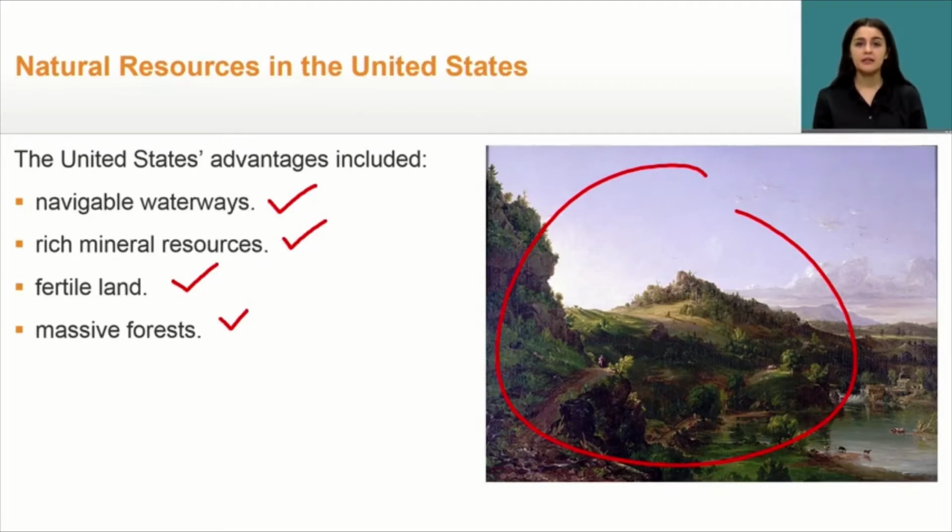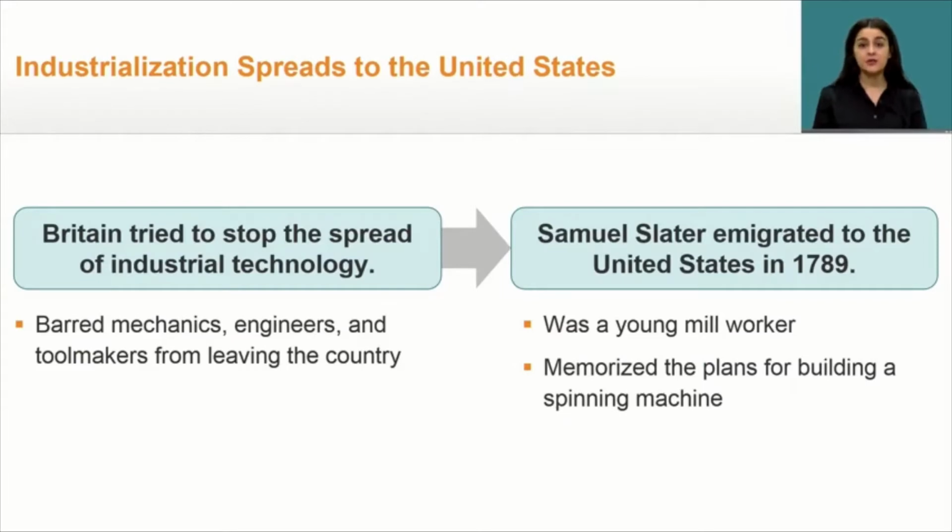Recall that the textile industry was one of the first to industrialize in Europe. The same was true in the United States. Let's look at that next. During the Industrial Revolution, Britain tried hard to keep their manufacturing ideas to themselves. Britain tried to stop the spread of industrial technology. They barred mechanics, engineers, and toolmakers from leaving the country.